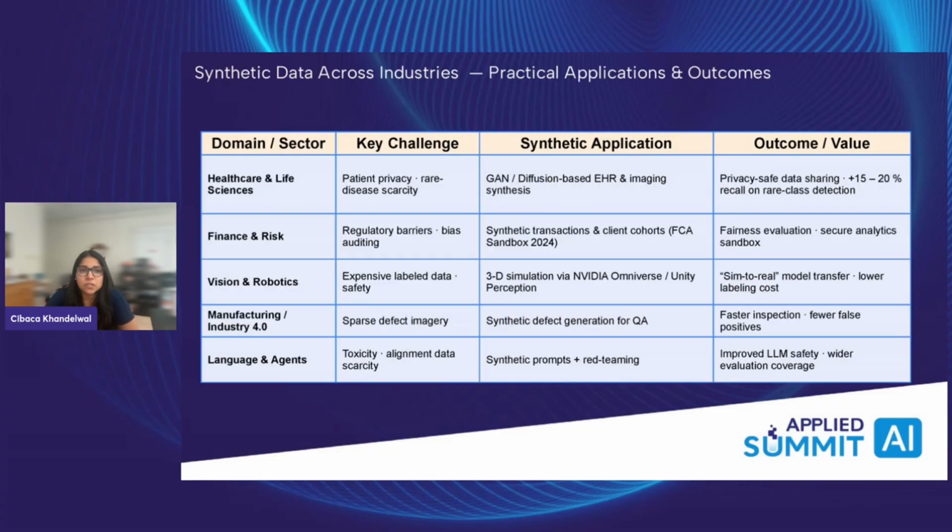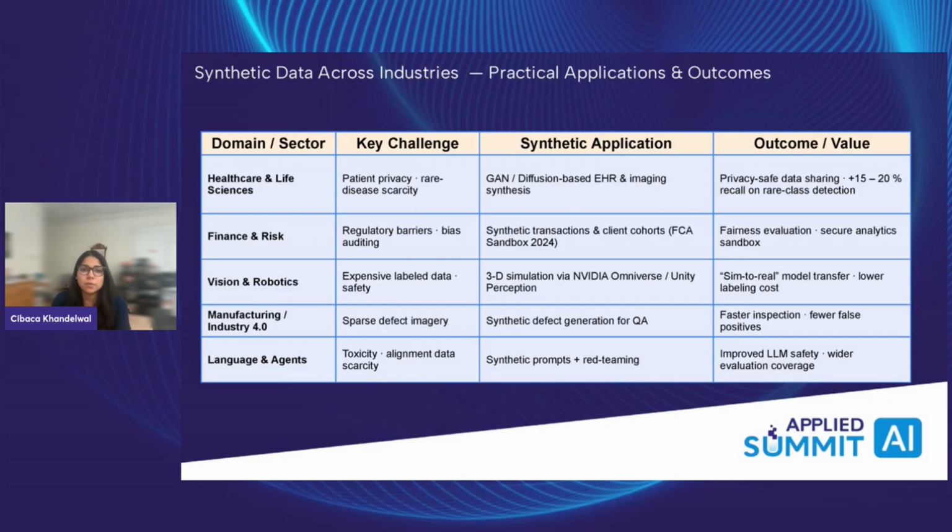The last two applications: one is in the manufacturing industry, which is also sometimes called Industry 4.0. The major challenge here in terms of data is sparse defect imagery, so we perform synthetic defect generation for quality assurance. This helps us in faster inspection and reduces false positives.